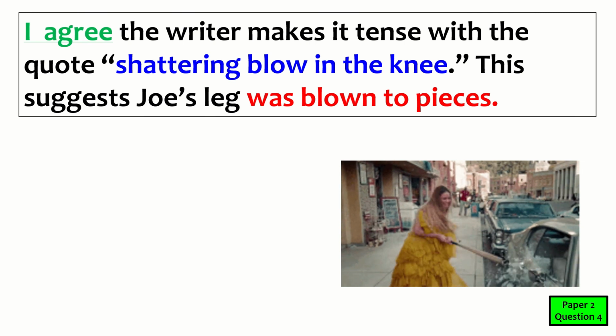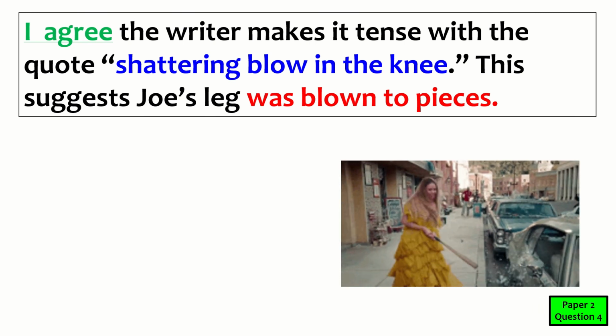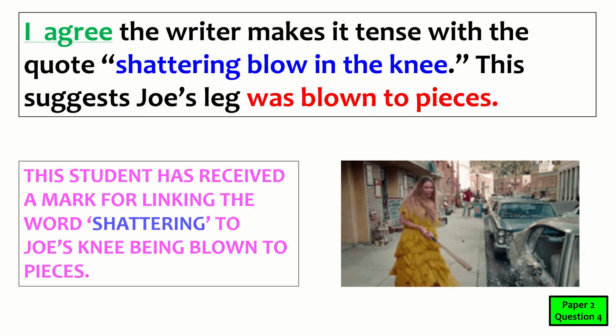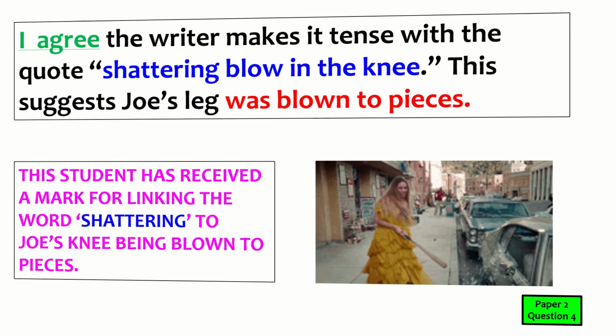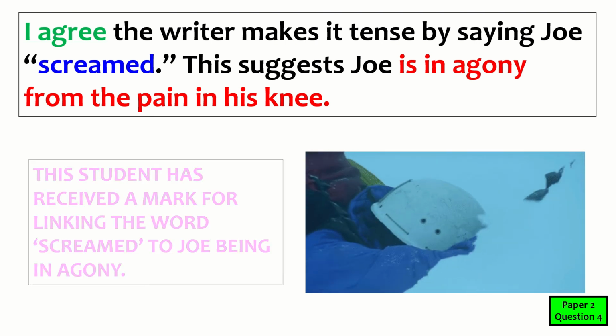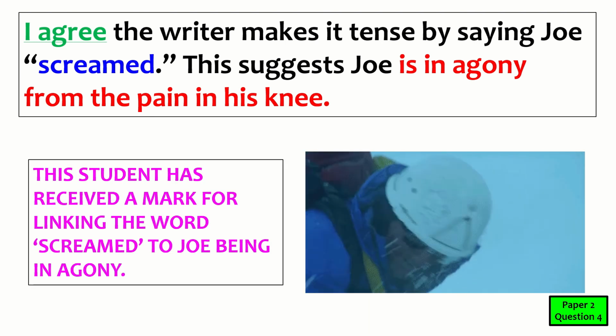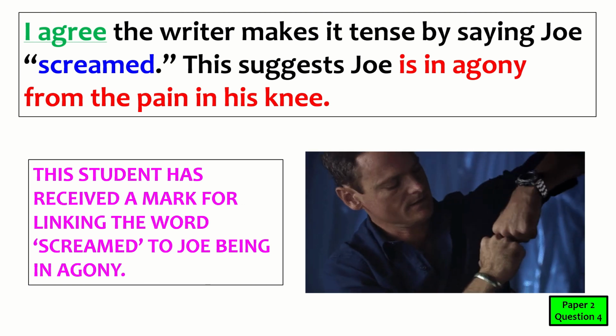So if you shatter, Joe's knee has got Beyonce's whacking this car window. That's what's happened to Joe. That's what a shatter is. So this student has received a mark for linking the word shattering to Joe's knee being blown to pieces. Another quote was, when he broke his leg, he screamed. Okay, so screamed, this suggests Joe was in agony from the pain in his knee. Again, the student gets a mark because they've linked the word screamed to the guy being in enormous pain.